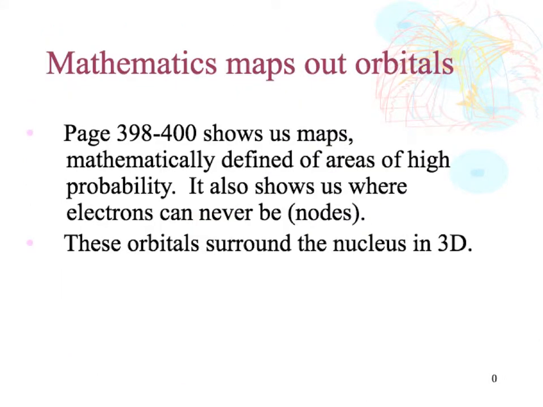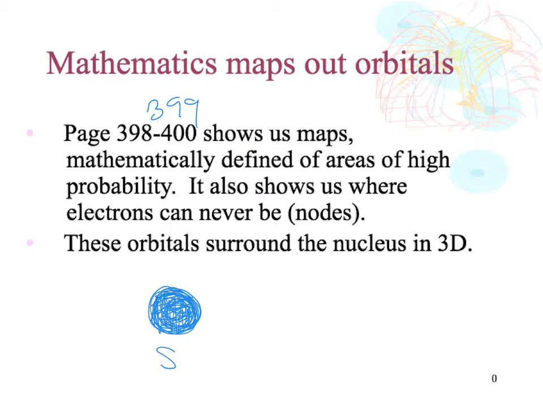All right, so take a look on page 398. It shows us some maps. These are the mathematically defined areas of high probability. They look kind of weird. Look on page 399. If you look at the top, there's a little yellow box, and there's a yellow or a pink sphere, okay? And this is, again, a mathematically defined area of high probability. This is called an S.